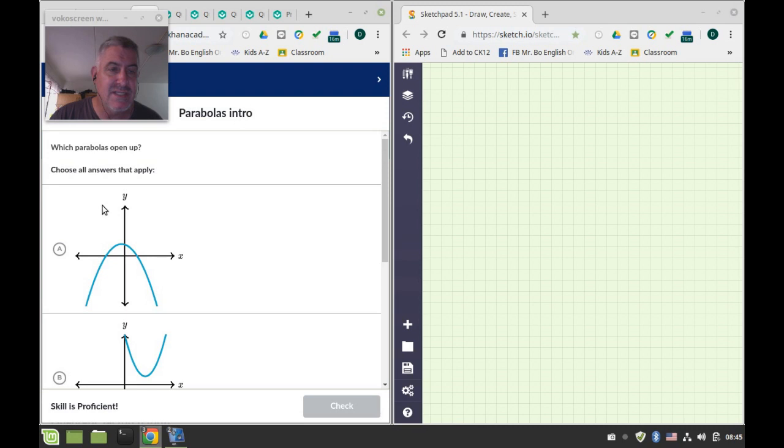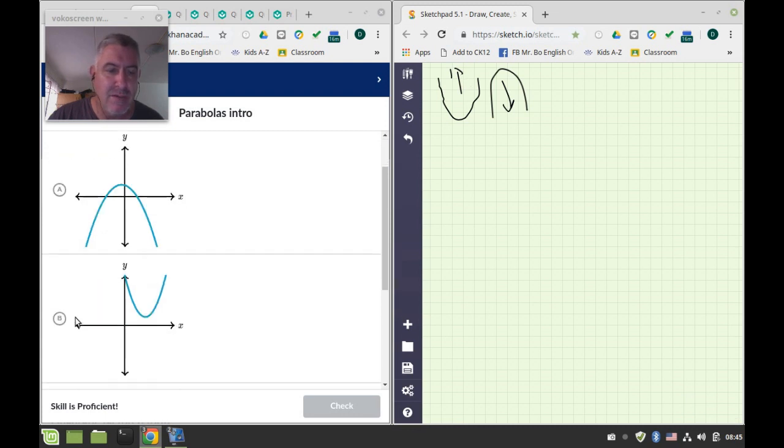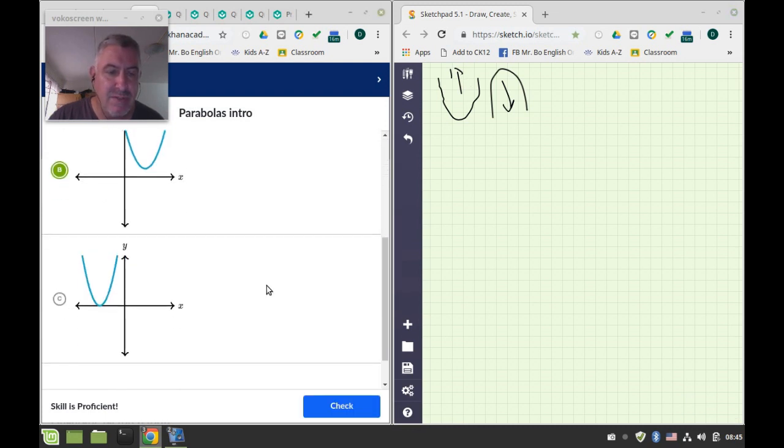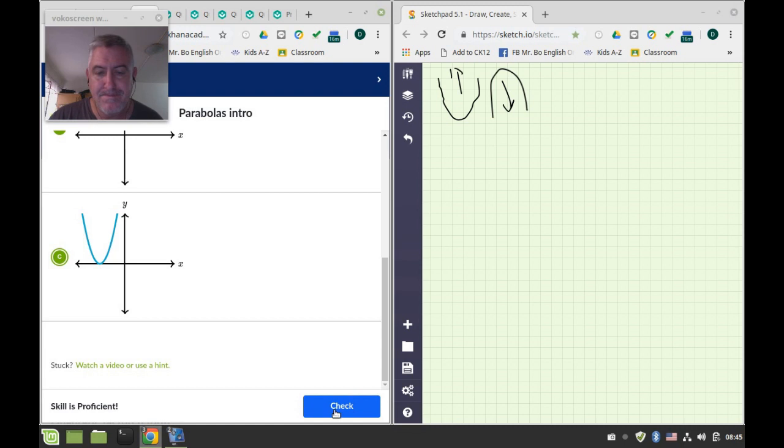Our first one asks us which parabolas open up. So remember, we have two kinds. This one opens up, and this one opens down. So we have to figure out which ones look like opening up. And mine is going to be that one opens up, and this one opens up.